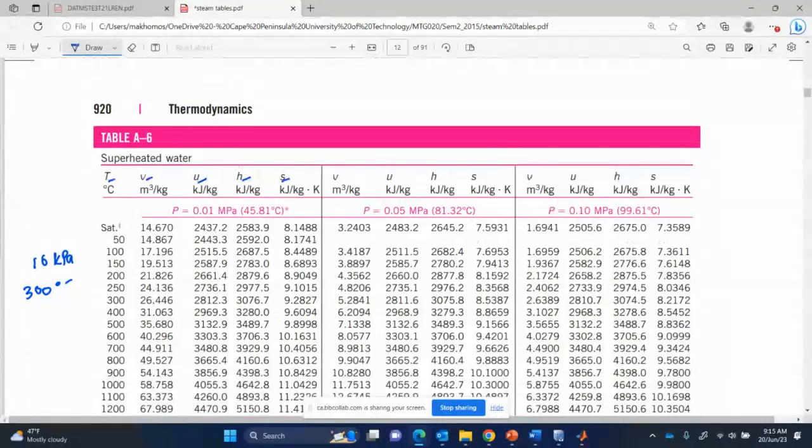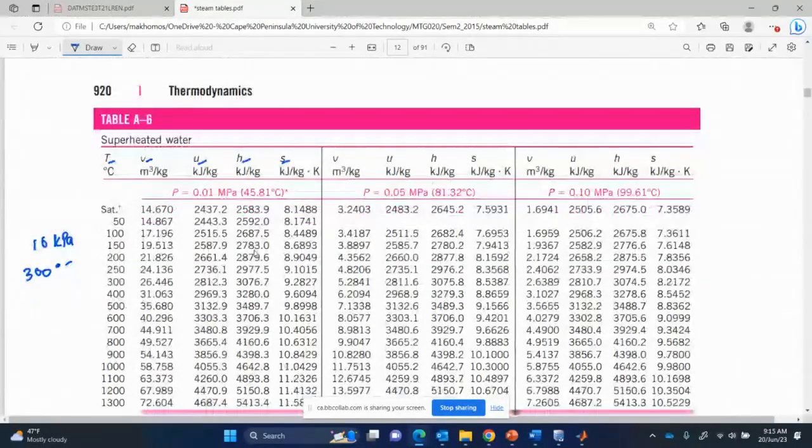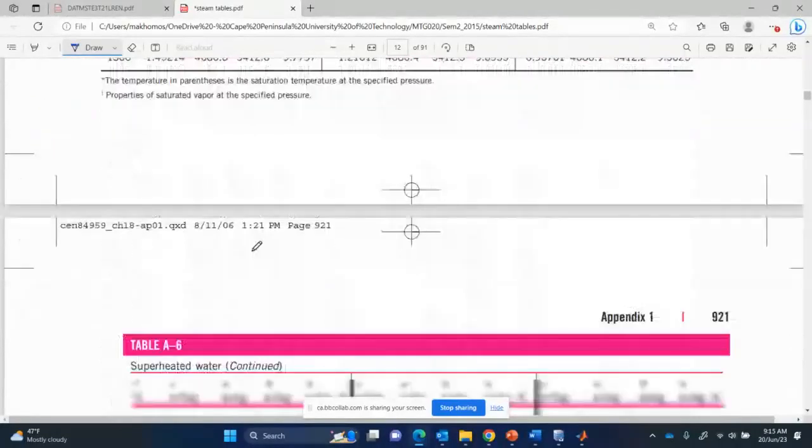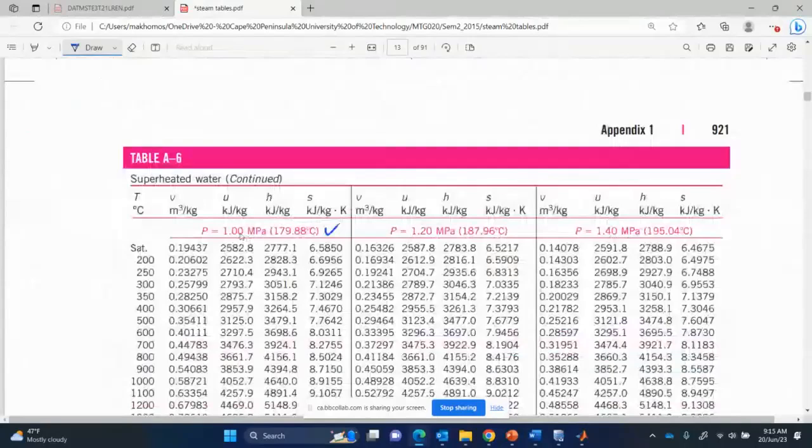So everything here is superheated. The question is the pressure. Let's see the enthalpy at 1 megapascal and 300. Scroll down, we are looking for 1 megapascal pressure. Here is 1 megapascal. This is where we are. And then we said that the temperature is 300. And the corresponding enthalpy here is 3051.6. So that's how you use the superheated steam tables.